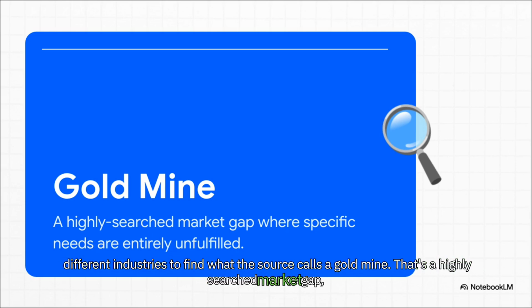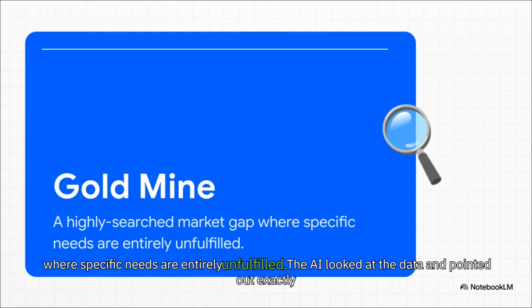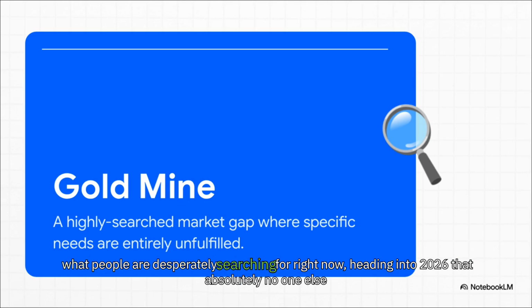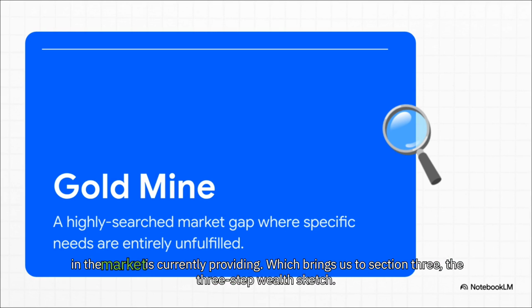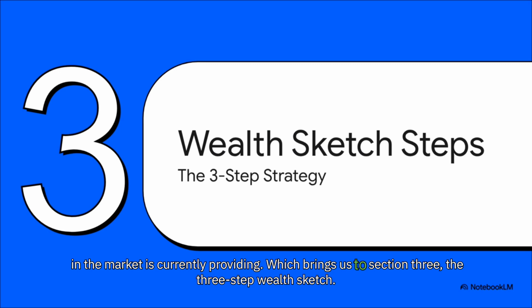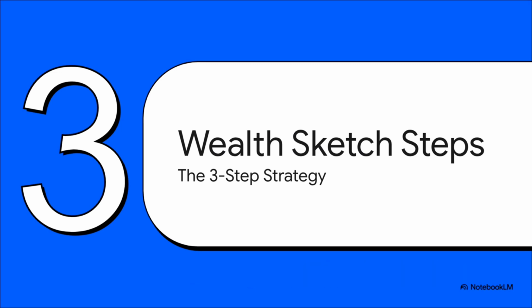That's a highly searched market gap where specific needs are entirely unfulfilled. The AI looked at the data and pointed out exactly what people are desperately searching for right now, heading into 2026, that absolutely no one else in the market is currently providing. Which brings us to Section 3, the 3-step wealth sketch.